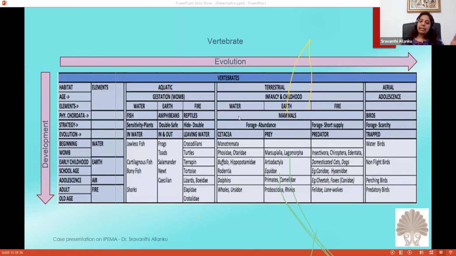Now, what does it mean? It means that we need to understand the evolution of the patient and the development of the patient and then match it with the chart that has been given here. Okay. Now, how do we determine the evolution of the patient? Evolution of the patient basically depicts how much level of individuation the patient has from the source.